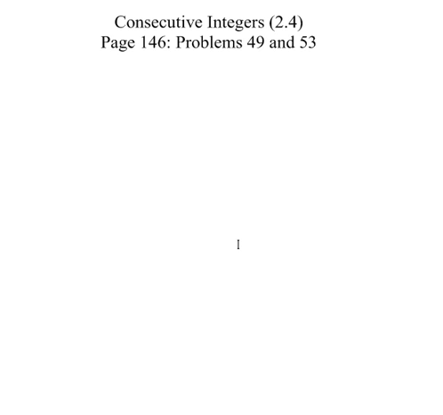Now let's take a look at consecutive integer problems. We're going to be on page 146, working problems 49 and 53. Remember when you're doing consecutive integer problems that you have two types of problems that you're working with. If it just says consecutive integers, then what you have is the first, always set that equal to x, and the second, set that equal to x plus 1.